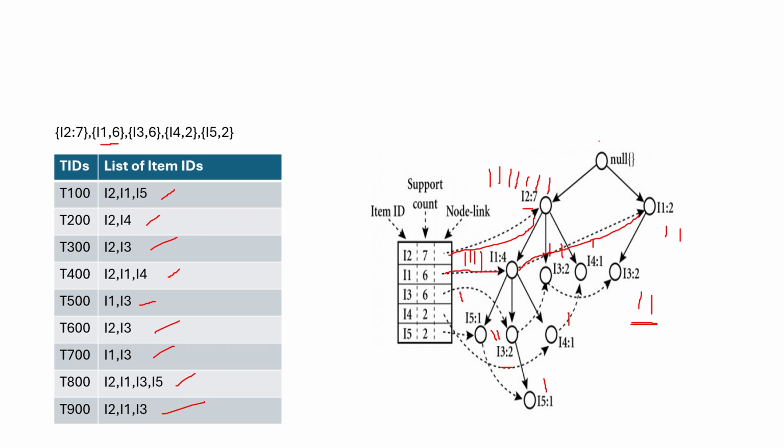Okay. Then from I3 I'm going here. So I3, I'm linking to this. Then do I have any other I3? Yes, I have this I3. Do I have any other I3? Yes, I have this I3. All the I3 are connected together.